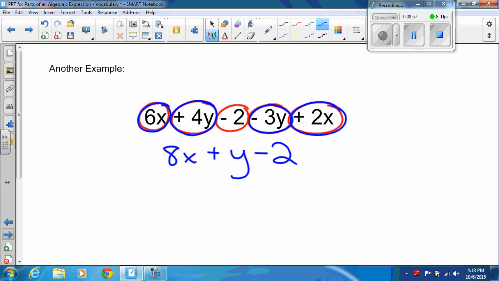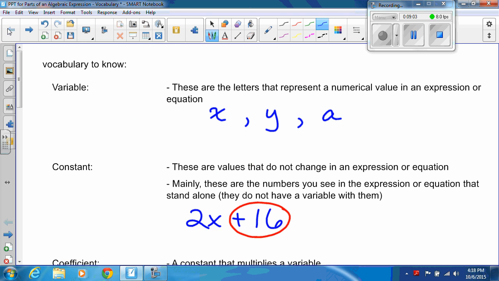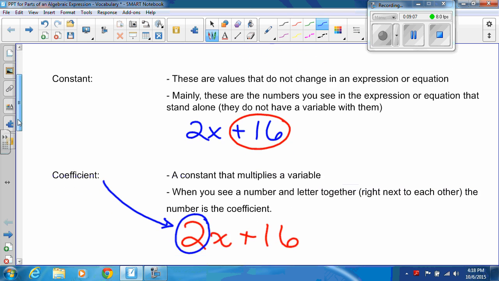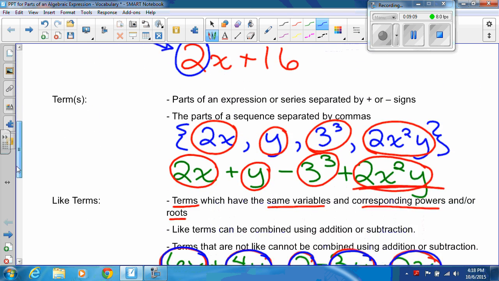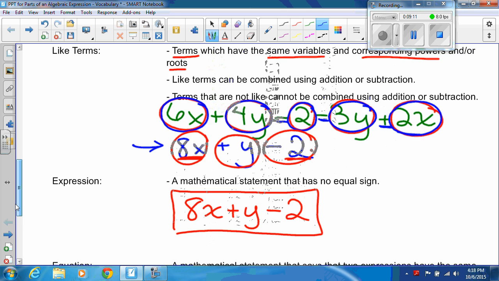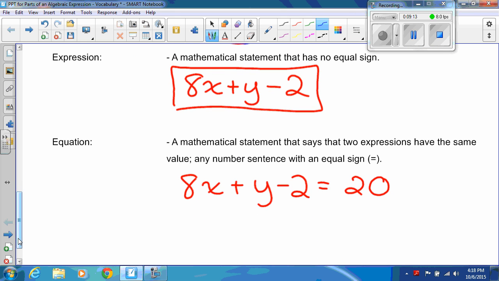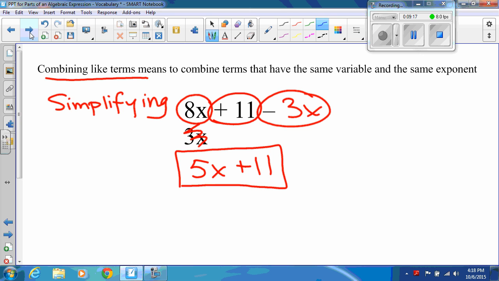So basically, that's all there is to this, is just knowing what terms are. You have to, again, remember what your vocabulary is. I sure hope that you took notes on this. Make sure that you're now understanding variable, constant, coefficient, terms, like terms, expression, equation, and then also how you can combine your like terms. Make sure that you can also combine like terms, and you can tell how many terms are in an expression or an equation.